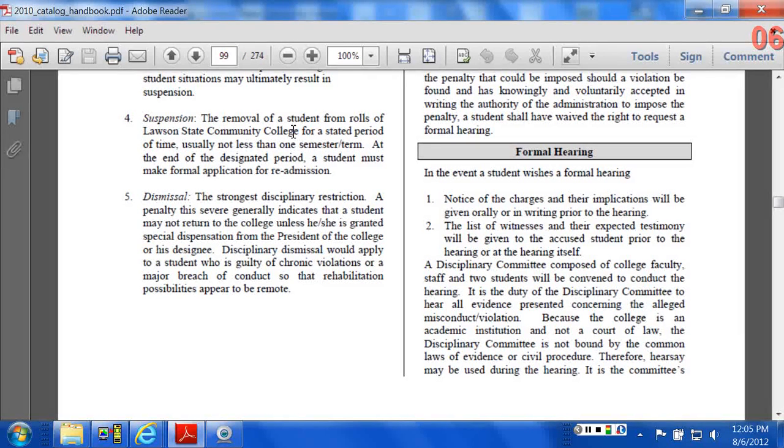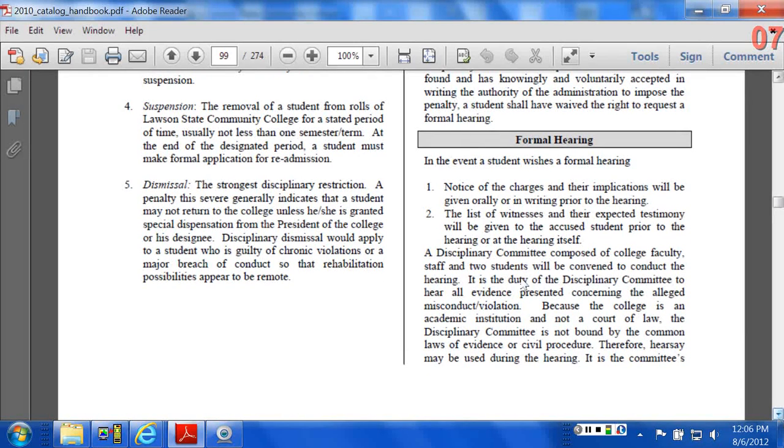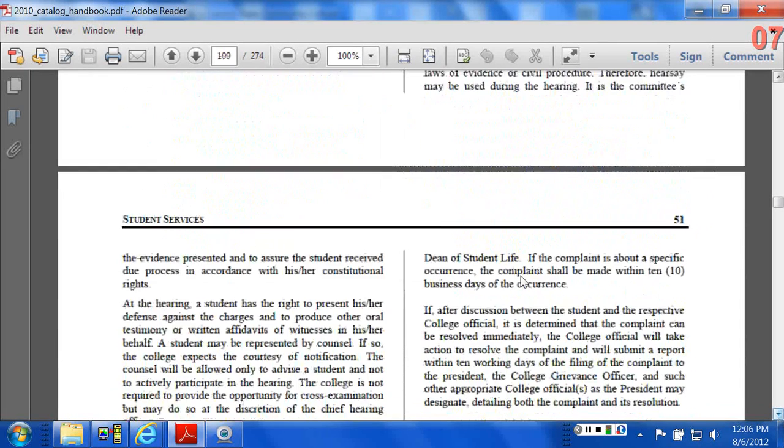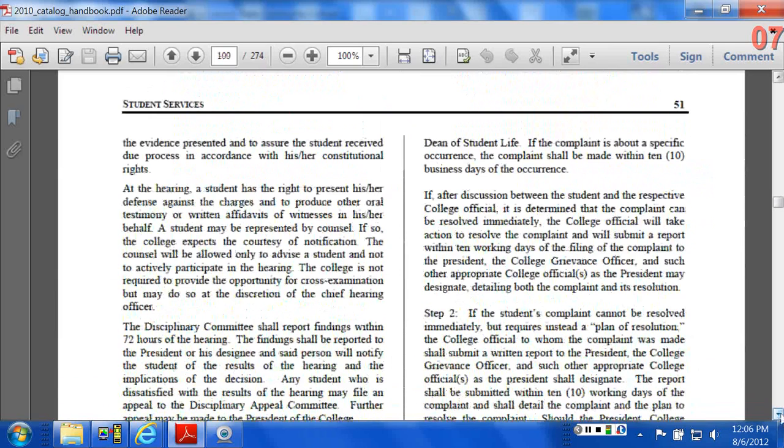It is the duty of the disciplinary committee to hear all evidence presented concerning the alleged misconduct or violation. But because the college is an academic institution and not a court of law, the disciplinary committee is not bound by the common laws of evidence or civil procedure. So you need to understand that hearsay may be used in a hearing. That is, someone may repeat something that they heard from someone else, and the committee will take all of that under consideration. But at the hearing, the student has a right to present a defense.